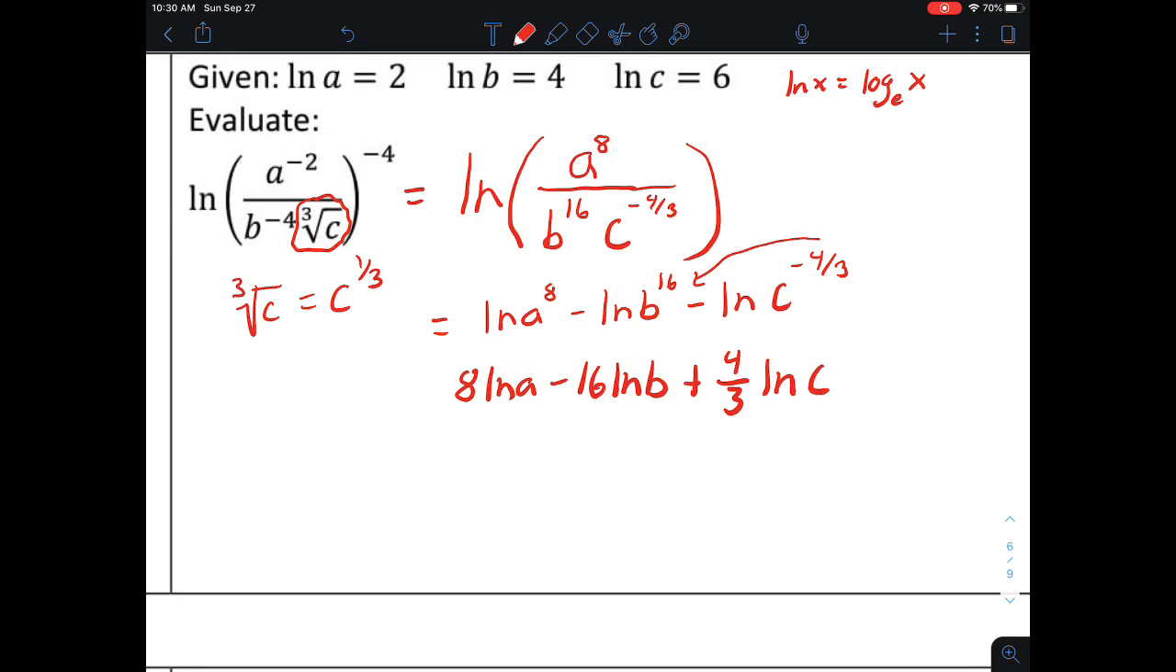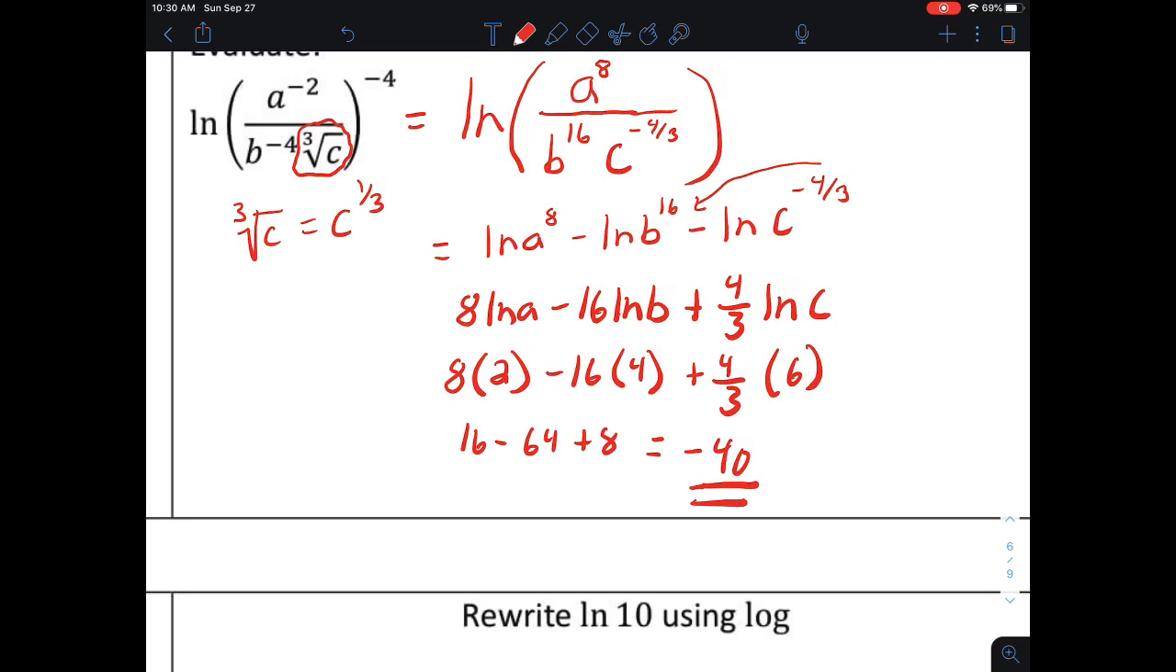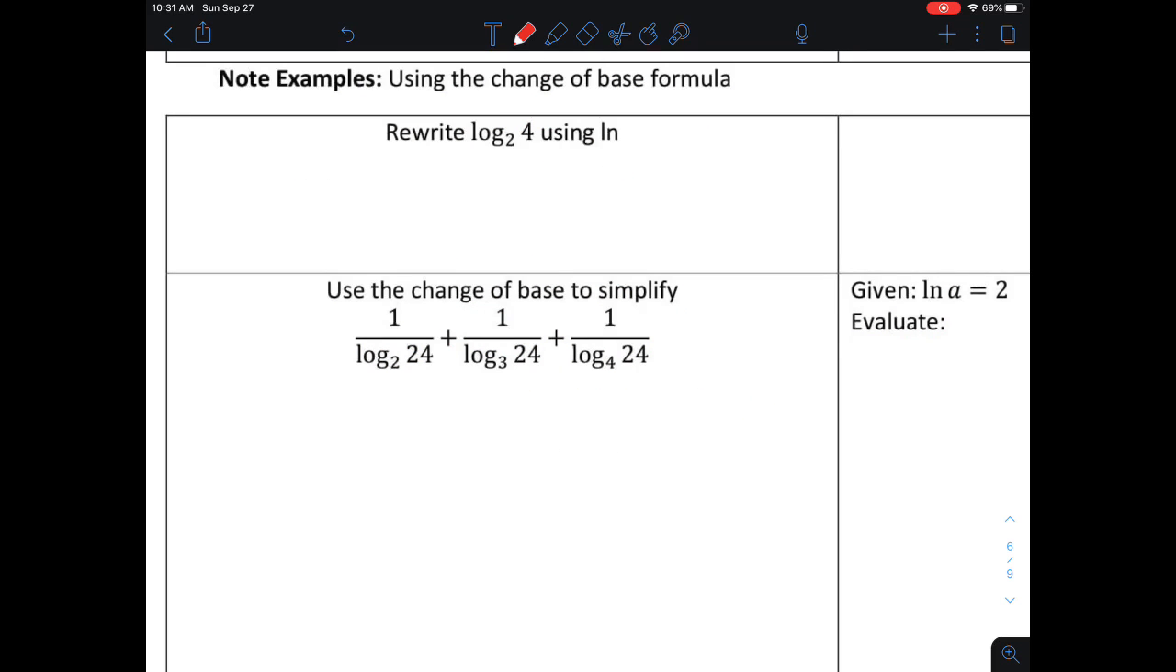Now we can put in numbers. So the ln of a is equal to 2. The ln of b is equal to 4. And the ln of c is equal to 6. And then we'll simplify and evaluate from there. I'm getting negative 40. All right, now we're going to do a couple of examples where we're using the change of base formula.